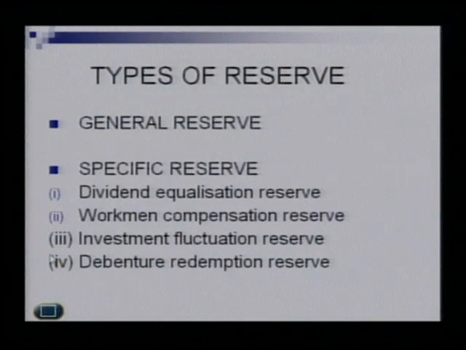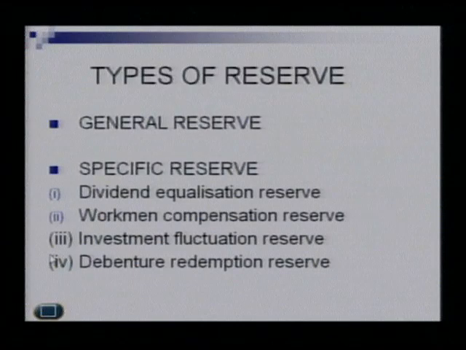Now, let us discuss the various types of reserve which can be created. There are basically two types of reserve. They are general reserve and specific reserve. Let us discuss these types of reserves. First is general reserve. This reserve is also called the free reserve. Why is it called free reserve? Because the management is free to use this reserve for any purpose. There is no specific purpose for that, and therefore, it is called general reserve or free reserve.